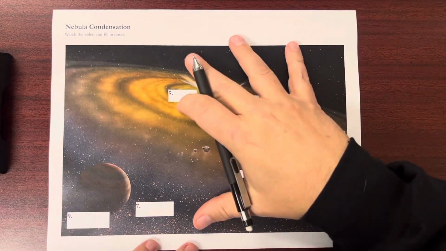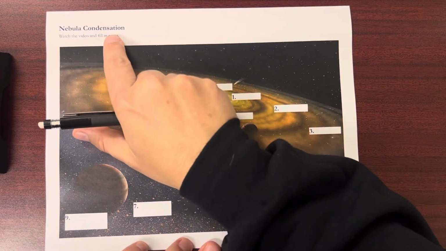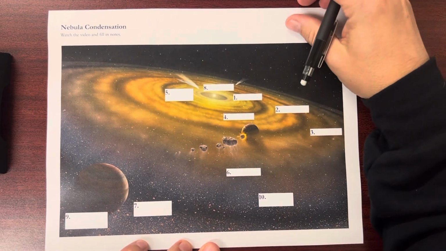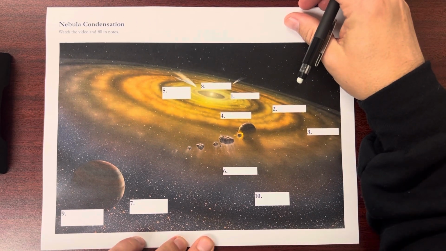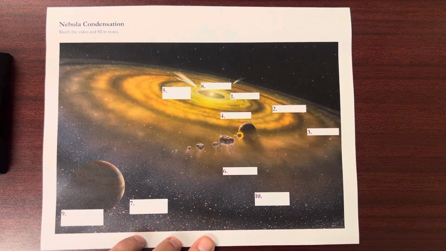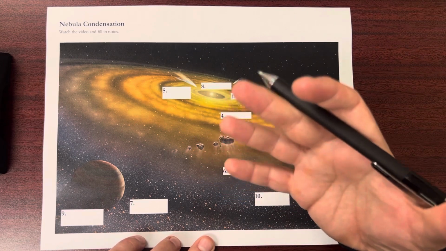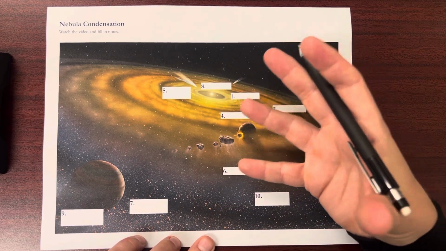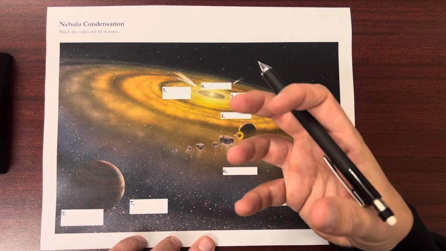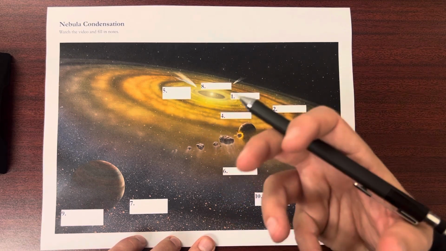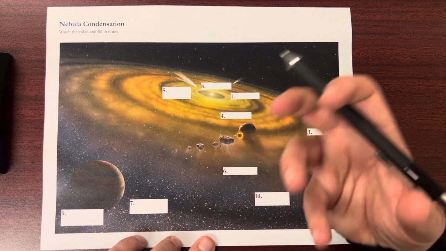Hello, I'm going to go over this concept of nebula condensation. What we get with nebula condensation is the process of going from dust and gas to solidifying into larger things like rocks and boulders and asteroids.